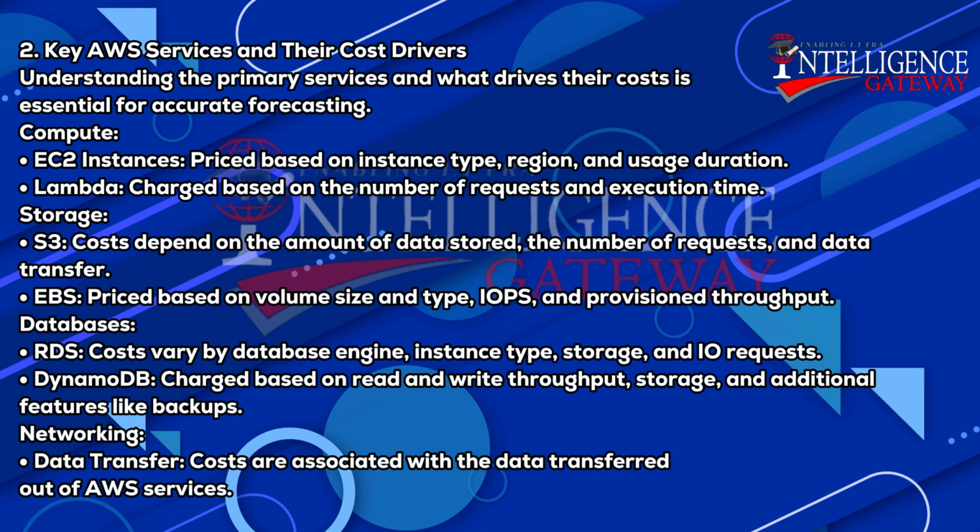Storage. S3 costs depend on the amount of data stored, the number of requests, and data transfer. EBS is priced based on volume size and type, IOPS, and provisioned throughput. Databases. RDS costs vary by database engine, instance type, storage, and I/O requests. DynamoDB is charged based on read and write throughput, storage, and additional features like backups. Networking. Data transfer costs are associated with the data transferred out of AWS services.